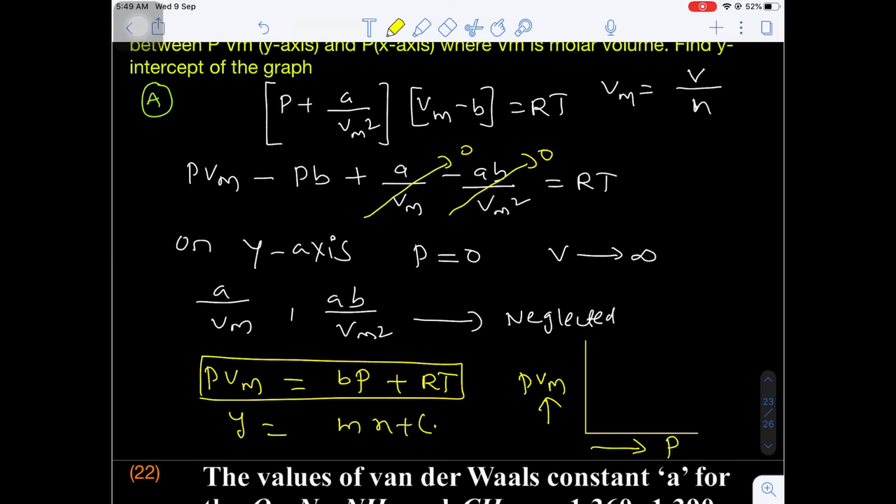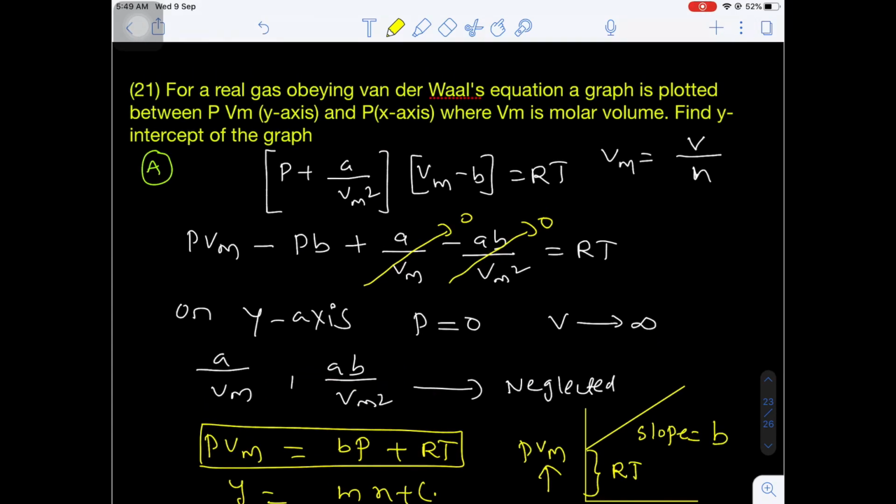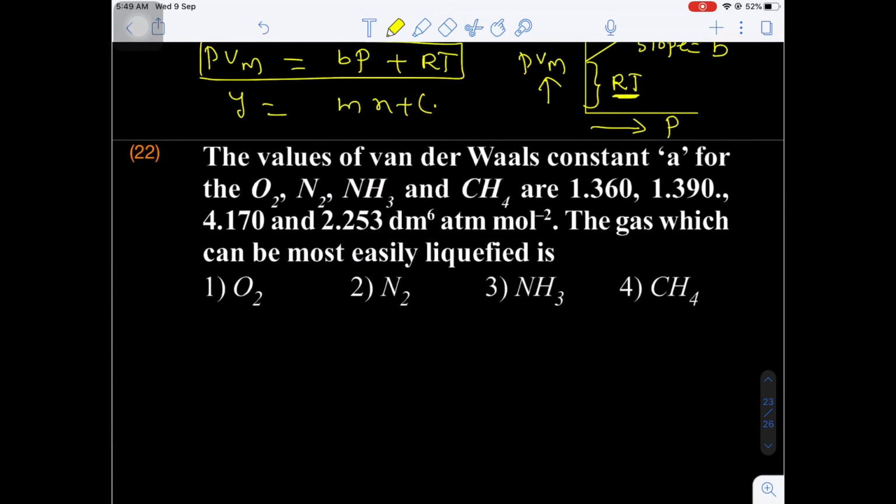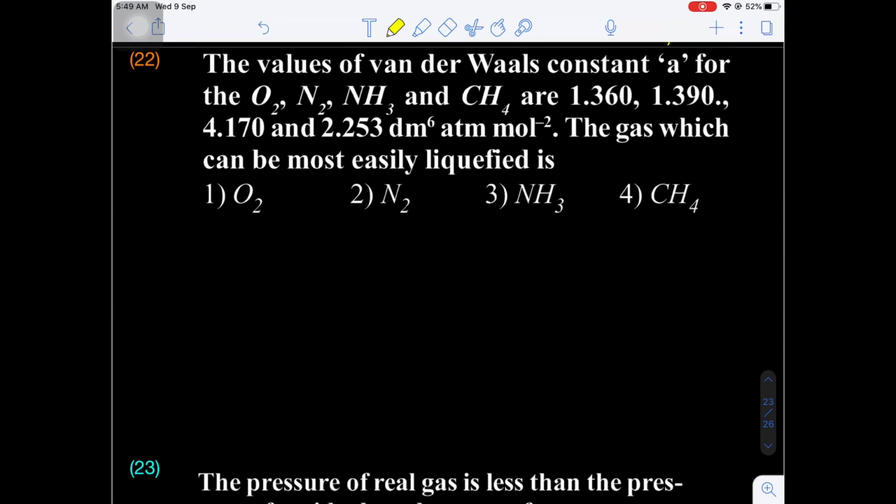Are you getting my point? Now here it is in the form of y equals mx plus c, so a straight line making the intercept c on the y-axis. Now what is the intercept on the y-axis here? RT. And what will be the slope of the straight line? That will be the van der Waals constant b. So the intercept on the y-axis will be the answer, RT. Okay.